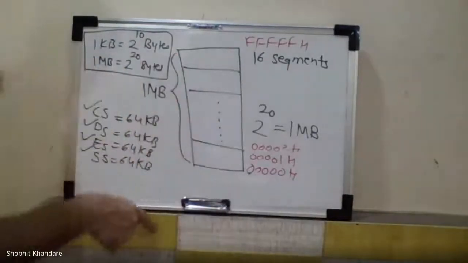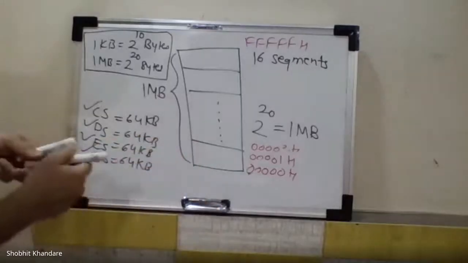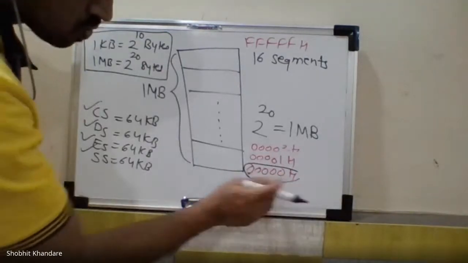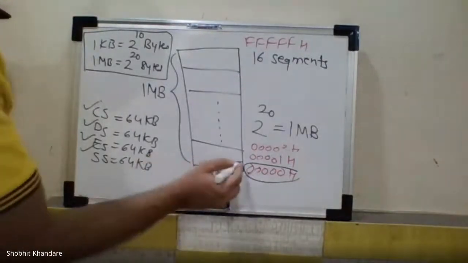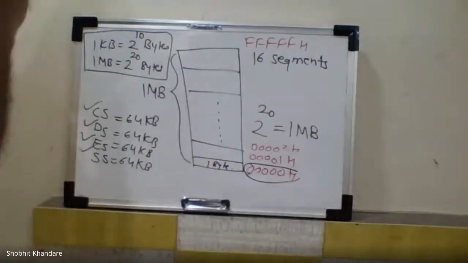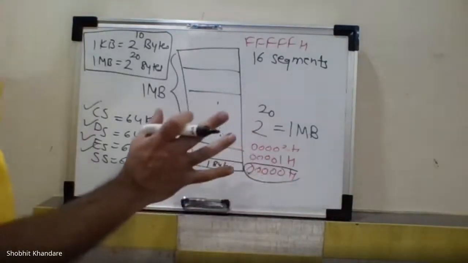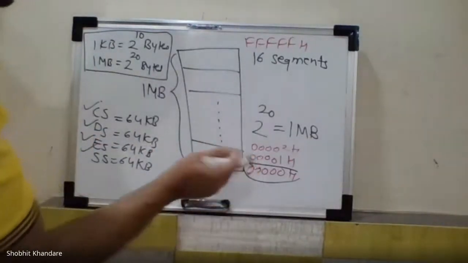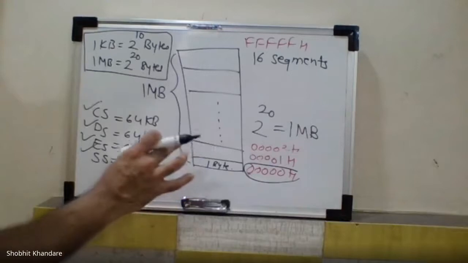I hope you have written and drawn this. Okay, now one more thing. If I take the location, suppose 0000H, how much data can I store in this particular location? Only 1 byte. 1 byte of data can be stored. In other words, 8 bits of data I can store. I'm repeating again: every location can store 1 byte of data, or 8 bits of data.